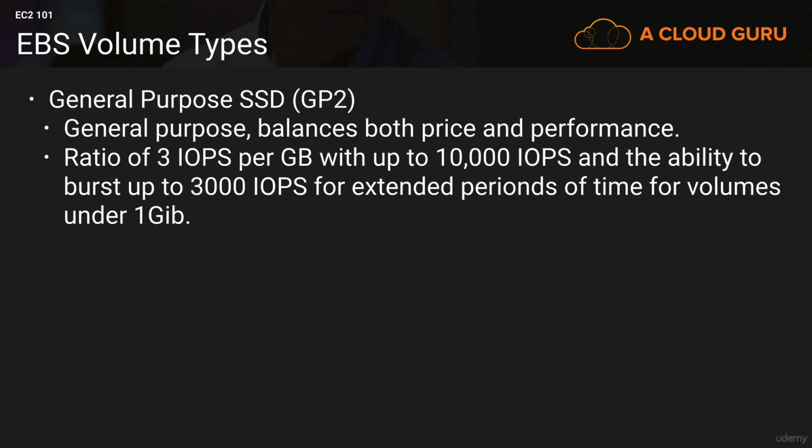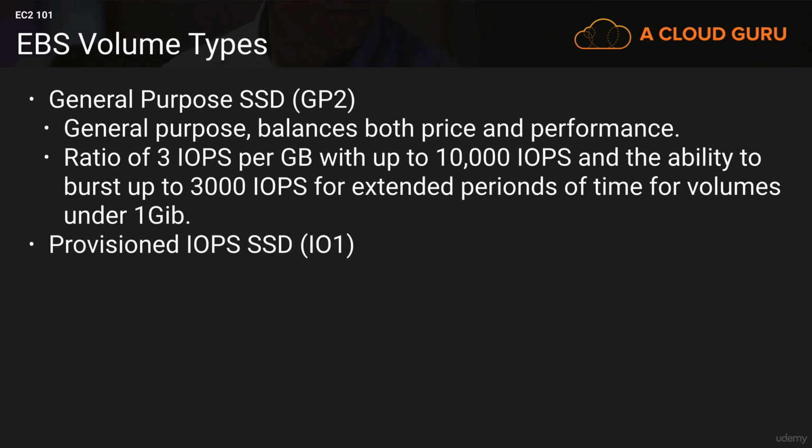So if you provision a disk that only has 1 gig, you're going to get 3 IOPS. If you provision a disk that's going to have 100 gigs, you're going to get 300 IOPS, etc. And you can go up to 10,000 IOPS, and you have the ability to burst up to 3,000 IOPS for extended periods of time for volumes under 1 gig. So these are really great disks, and this is general purpose. This is the one that you use the most often.